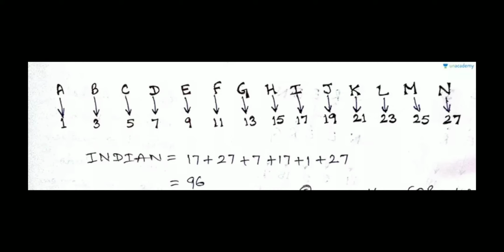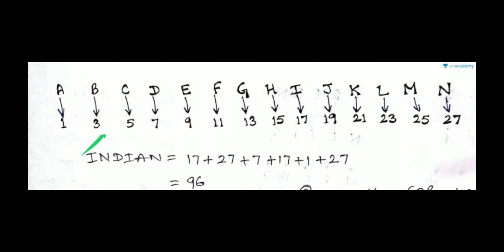Here they have said that A should be coded as 1 and B as 3. So by seeing this, you can see that they have added 2 to the previous number. So 2 plus 1 comes out to be 3, 3 plus 2 is 5, 5 plus 2 is 7, 7 plus 2 is 9, and so on. I have written it till N only, because we need the letters up to N only, not beyond that. Now write the respective numbers to these letters and add them.